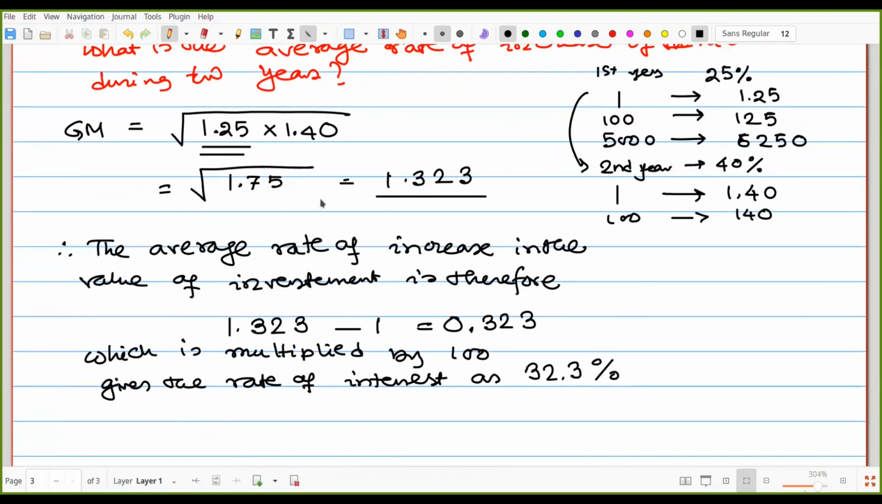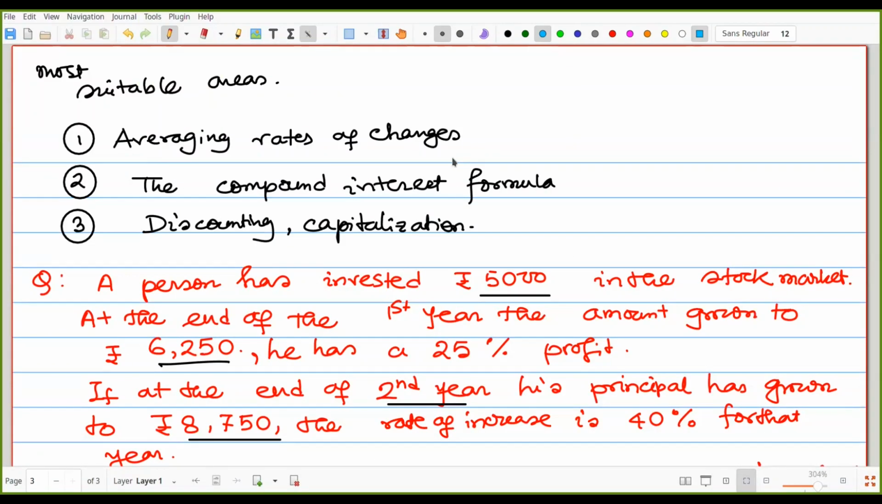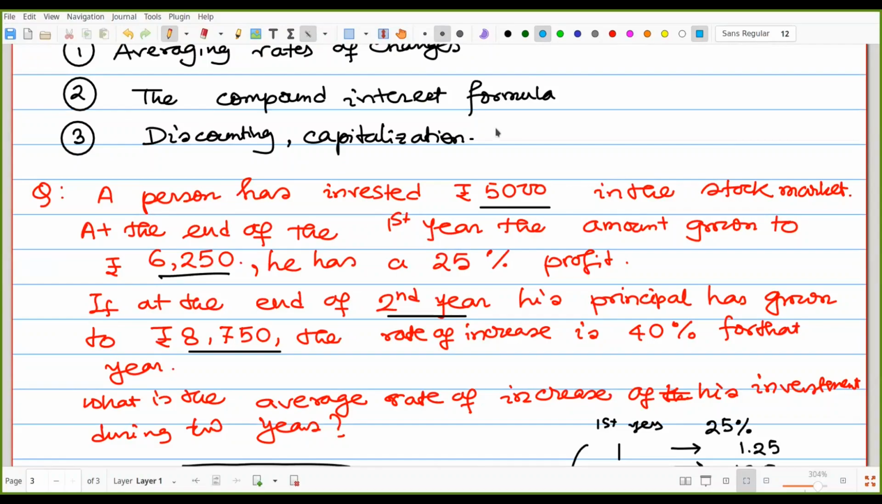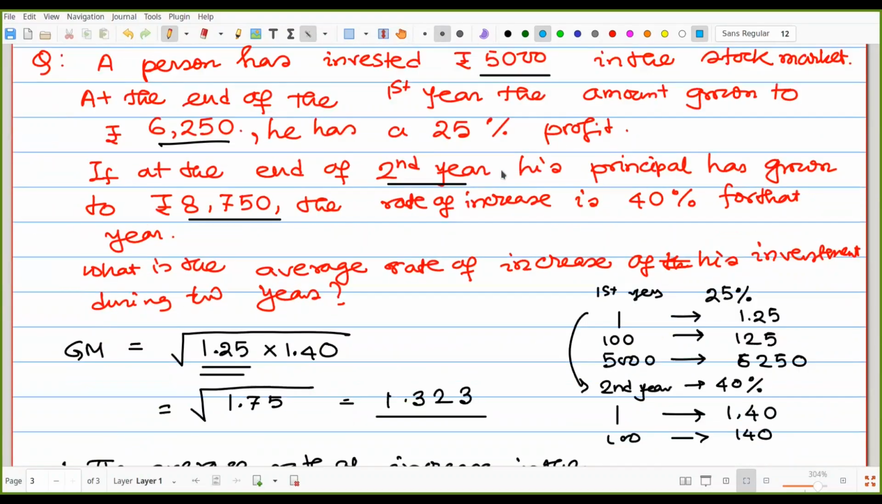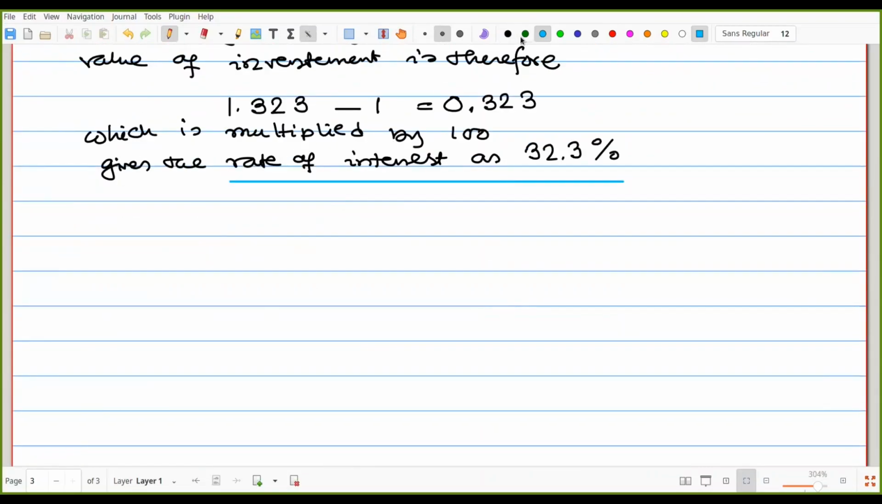So after that, the rate of interest after 2 years is 32.3%. So in that case, we can use the geometric mean. Sorry, there was a small interruption. So in that way, the first one is averaging rates of change using the geometric mean. The second one is the compound interest formula. Practically, from that particular problem, we can also find out the compound interest formula.